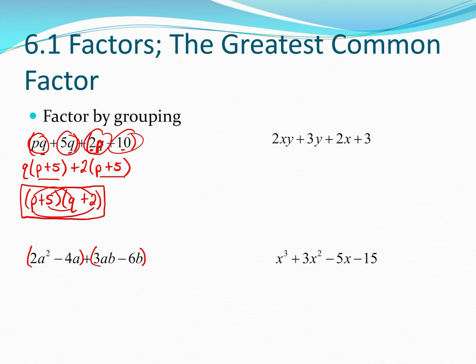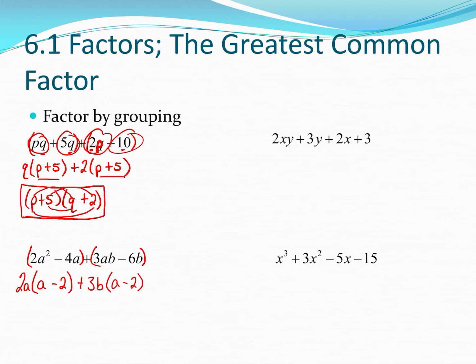And when we group the first 2, again, we have a common factor of 2a. So we'll factor that out. What's left then is a minus 2. And then in the second term, we have a common factor of 3b. It is a positive 3b. And so we'll factor that out, and we're left with a minus 2.